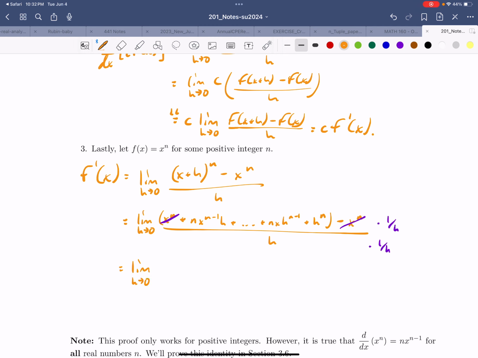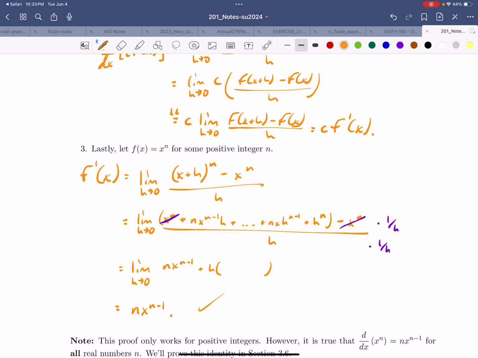So once we divide out by an h, we get n x to the n minus 1, not times h anymore. That goes away, plus everything else still has an h in it, and this is all over 1. So this is going to equal n x to the n minus 1, which is exactly what we were looking for.